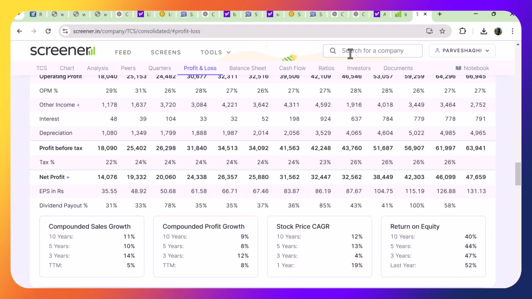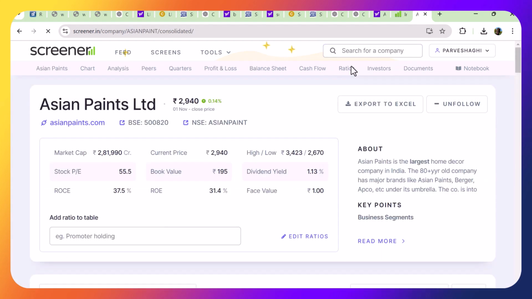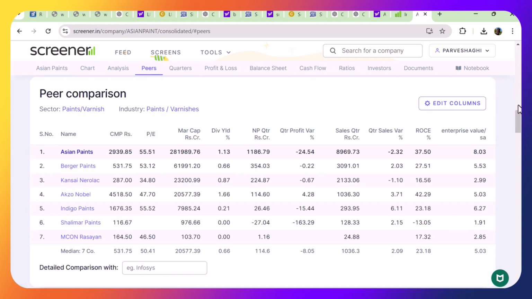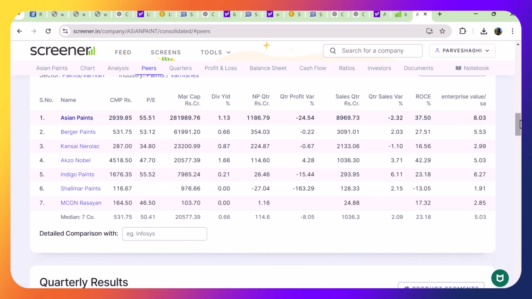Okay, so let's take, for example, the Asian Paints or paint industry, and then you answer me the questions. Look at the paint industry. All these paint companies are there: Asian Paints, Berger Paints, Nerolac, Akzo Nobel, Indigo Paints, Shalimar Paints, and another company. So now, what is the median P/E ratio?